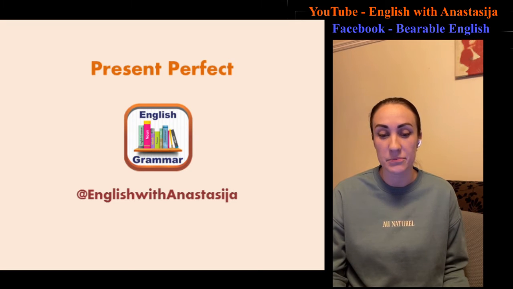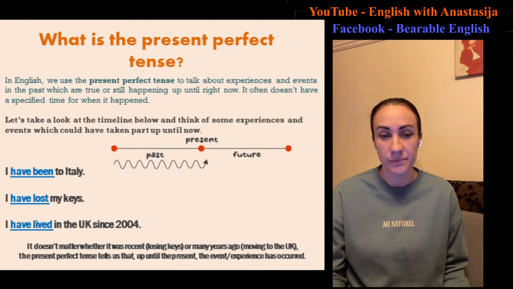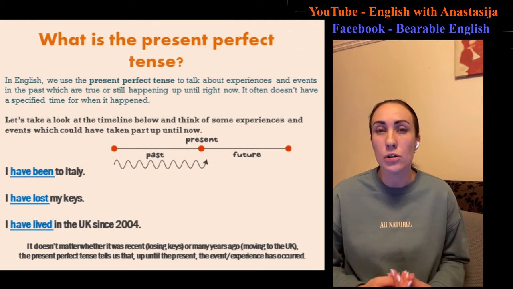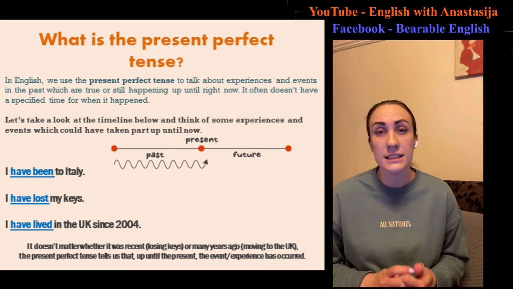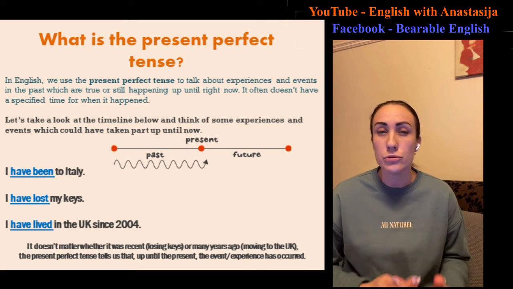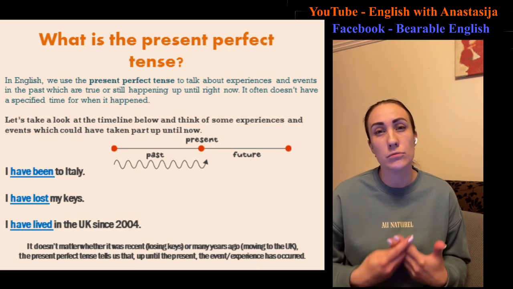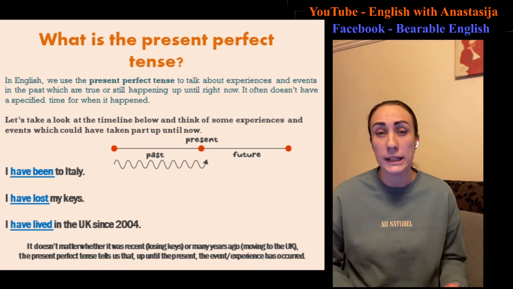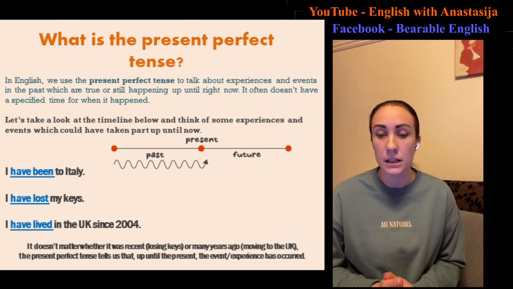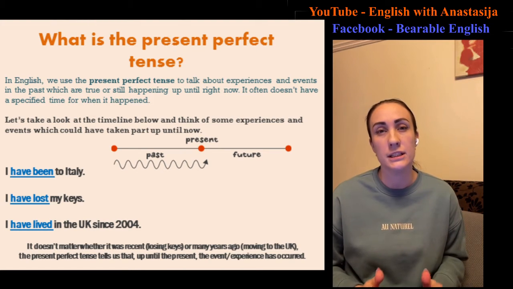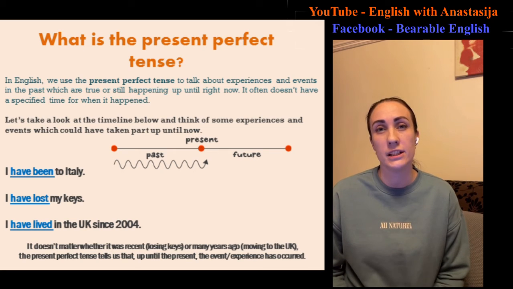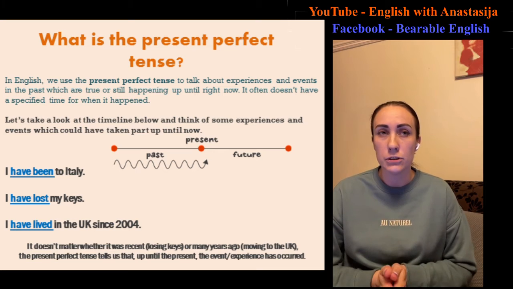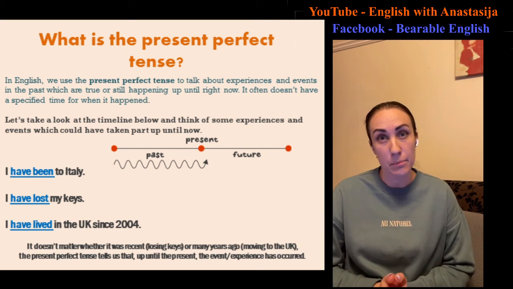So, what is present perfect? Present perfect is the verb tense that we use to talk about experiences and events in the past which are true or still happening up until right now. It often doesn't have a specified time for when events happened, right? So all we are interested in when using the present perfect tense is the experience or the result. We are not interested to hear when things happened, right?